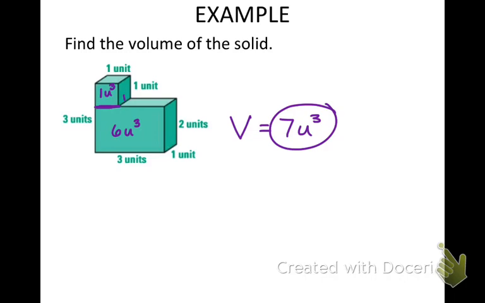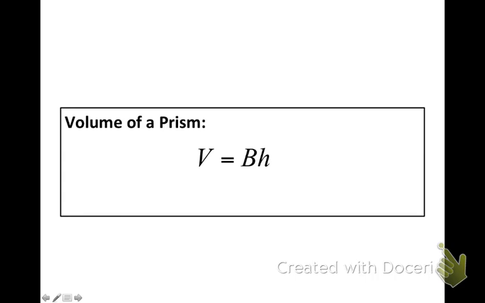Well, it may not always be just a rectangular prism. It could be a triangular prism, or it could be a trapezoidal prism, or it could be an octagonal prism. So what we like to do for our generic formula to find volume of any prism is big B times H.